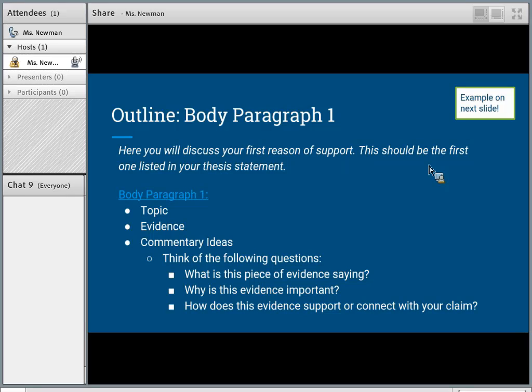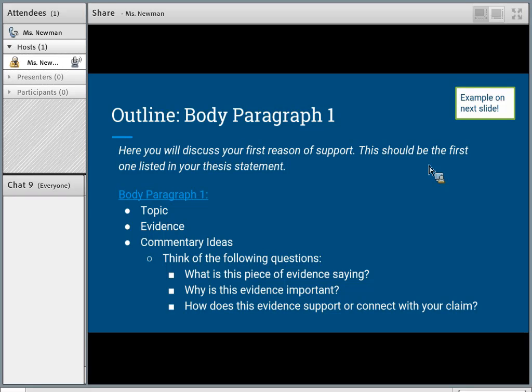So let's talk about the next section, body paragraph 1. Here you will discuss your first reason of support. This should be the first one listed in your thesis statement. So body paragraph 1, we have topic, and then you're going to provide that evidence. And then the important part here is you comment on it. It says commentary ideas. So you talk about the evidence that you just gave or what you think about it.